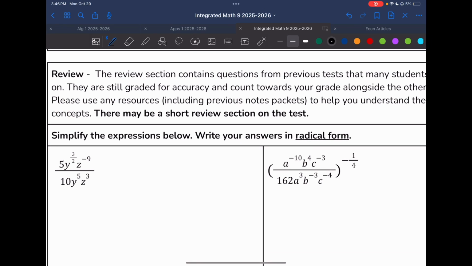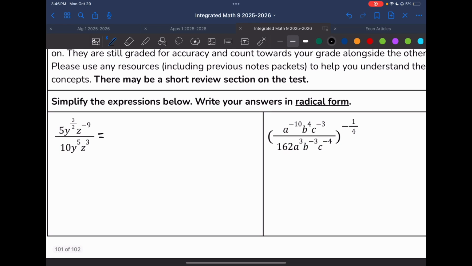So the first thing that we can do here is we can flip this to the bottom because it is negative, and we can also divide 5 and 10. So it means we'll have y to the 3 halves over 2, right? Because if we cancel out 5 on the numerator and the denominator, we're left with 2 in the denominator, times y to the 5th, times z to the 3rd, times z to the 9th.